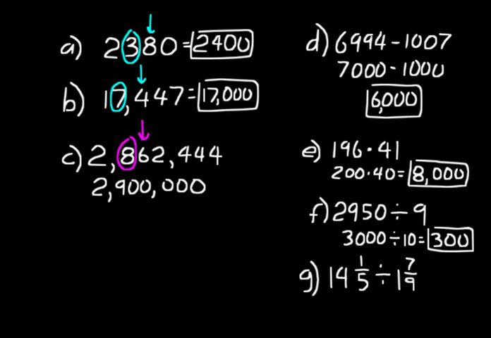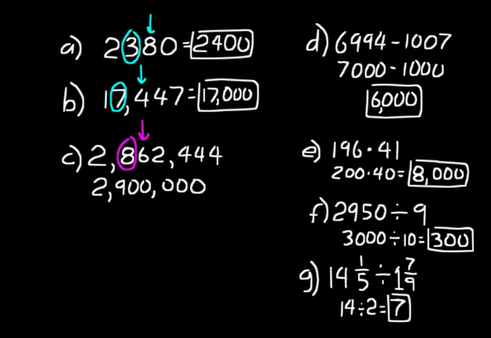Let's do one more. Estimate an answer to 14 1/5 divided by 1 7/9. So what you want to do is round those mixed numbers up or down, whatever you need to do. 14 1/5, you just change that to 14, divided by 1 7/9. We could round that up to 2. 14 divided by 2 is 7. That's our estimate for that problem.